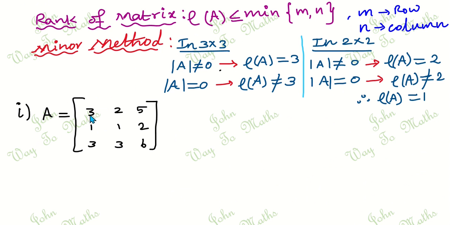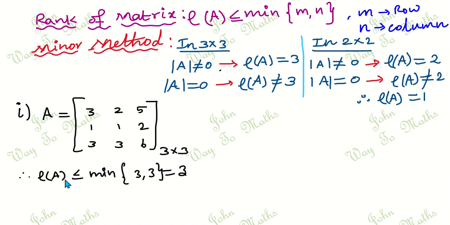Consider the matrix A equal to 3 2 5, 1 1 2, 3 3 6. Here the matrix order becomes 3 rows, 3 columns, so a 3 by 3 matrix. Therefore ρ(A) is less than or equal to the minimum of m comma n, which can be written as 3 comma 3, which is equal to 3. So rank is less than or equal to 3.